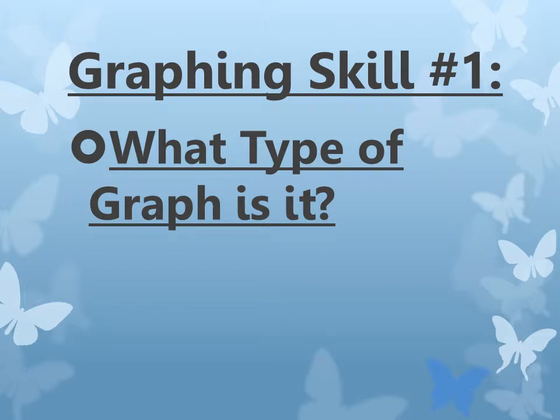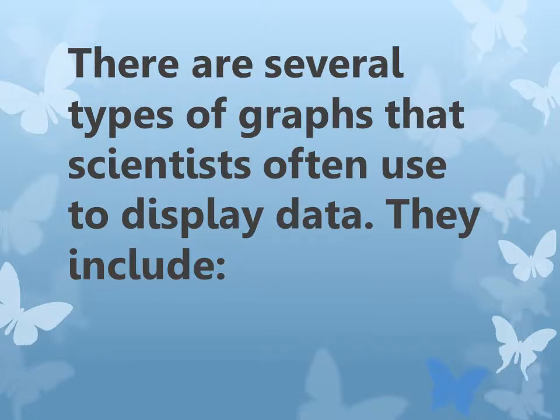Okay, in this section we're going to talk about graphing, and the very first skill that you need to learn is to figure out what kind of graph that you need to make. So there are several types of graphs that we're going to talk about and that scientists will use to display their data. And so there's three kinds that we'll talk about.